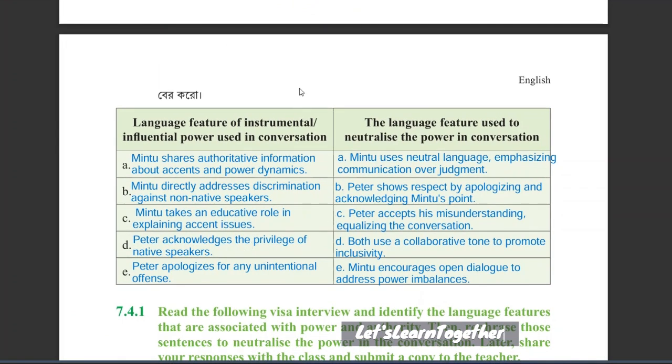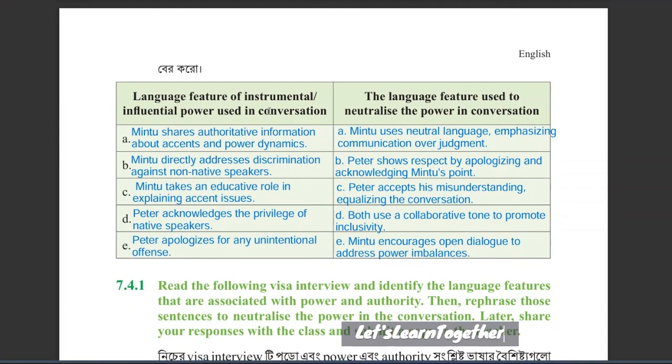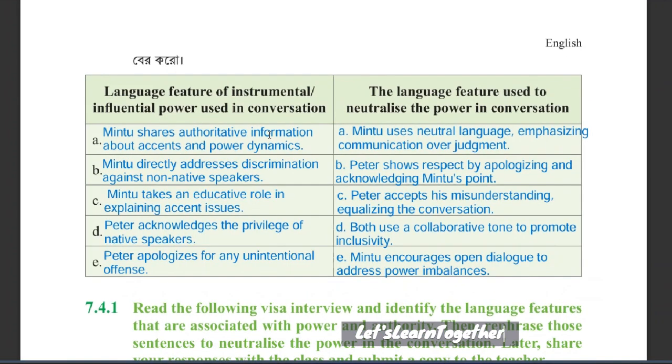Look, in this table, as you can see, there are two columns. One is for the language features of instrumental or influential power that was used in the conversation, and the other column is for the language features that were used to neutralize the power in the conversation. Here are 5 points for each column. The first one in the first column is that Mintu shares authoritative information about accents and power dynamics.